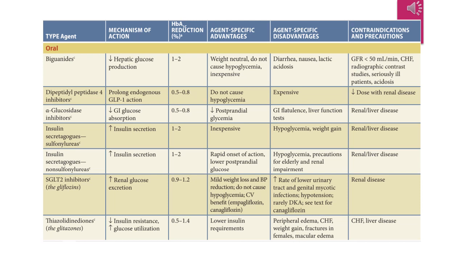SGLT2 inhibitors act by increasing renal excretion of glucose. DPP4 inhibitors are indirectly acting insulin secretagogues. They act by prolonging endogenous GLP-1 action. Chances of hypoglycemia are less compared to directly acting insulin secretagogues like sulfonylureas and meglitinide analogs. Alpha glucosidase inhibitors act by decreasing absorption of complex carbohydrates, and thiazolidinediones act by decreasing insulin resistance as well as improving peripheral utilization of glucose, but congestive heart failure is a potential problem.